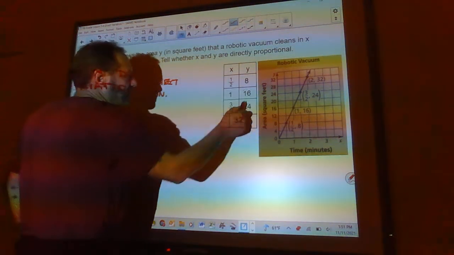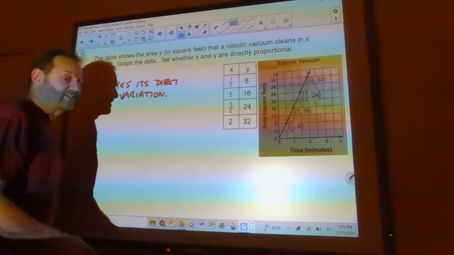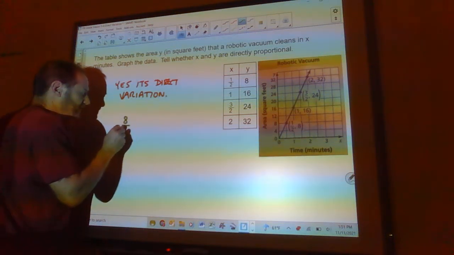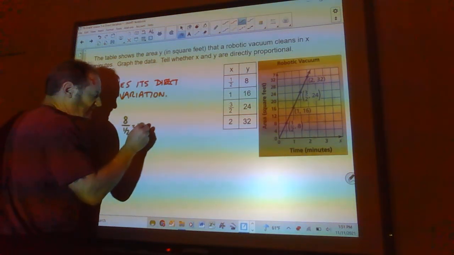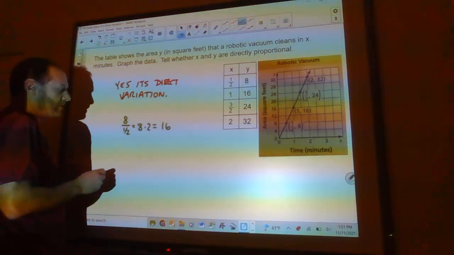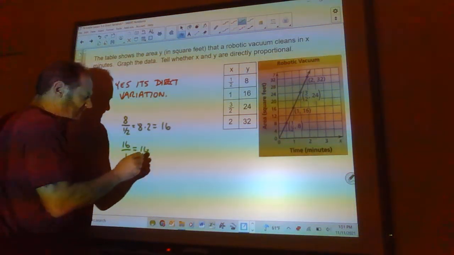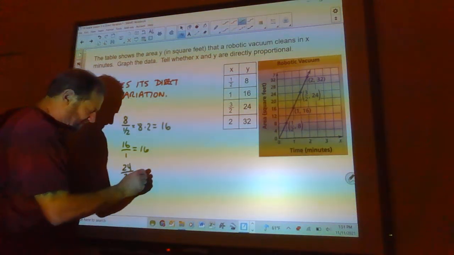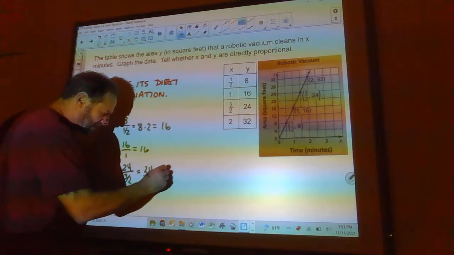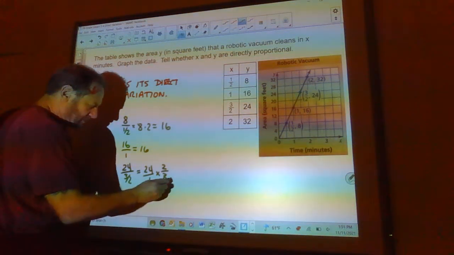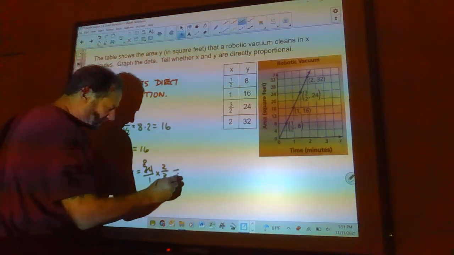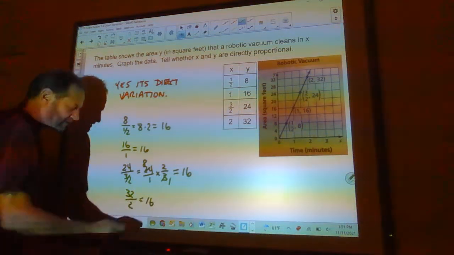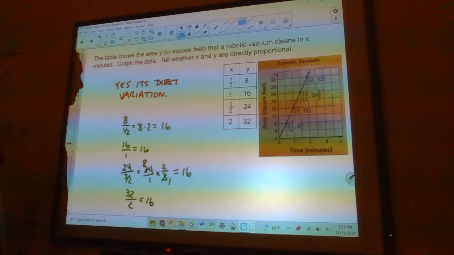If you take each one of these numbers and divide it by this number, and you always get the same number, that's going to be direct variation as well. So 8 divided by 1/2, that's the same thing as 8 times 2, that's 16. Okay, 16 divided by 1 is 16. 24 divided by 3/2 is the same thing as 24 times 2/3, which cancels with this and leaves you with 8 times 2 is 16. And 32 divided by 2 is 16. So that would be another way to check and see if it is direct variation.